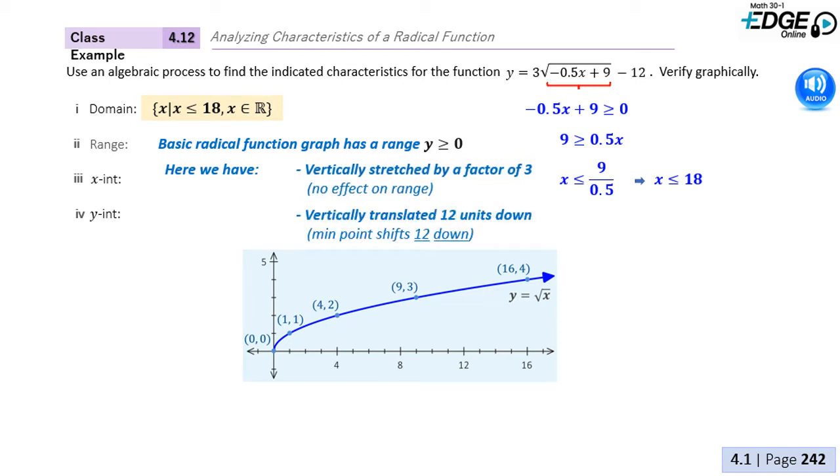In this example, we do have a vertical stretch of 3, but that doesn't actually change the range. It's only changed if that were a negative 3. But the translation 12 units down will change our greater than or equal to 0 to greater than or equal to negative 12.